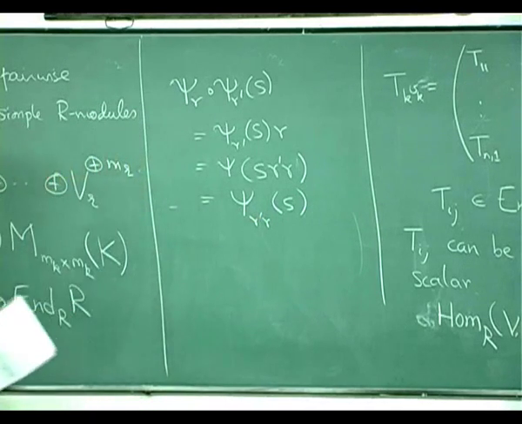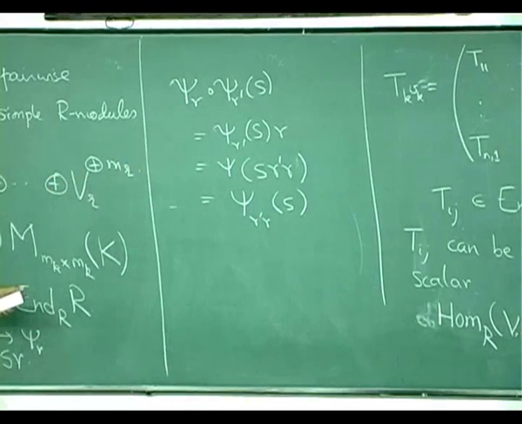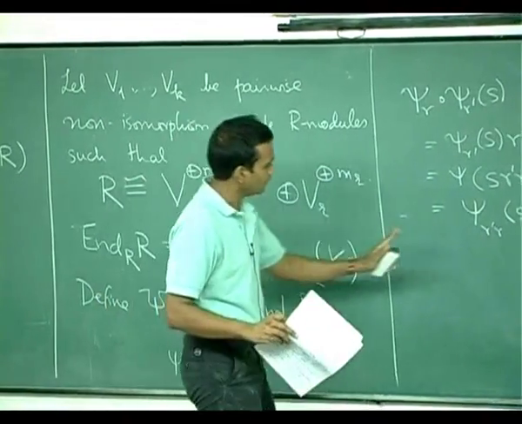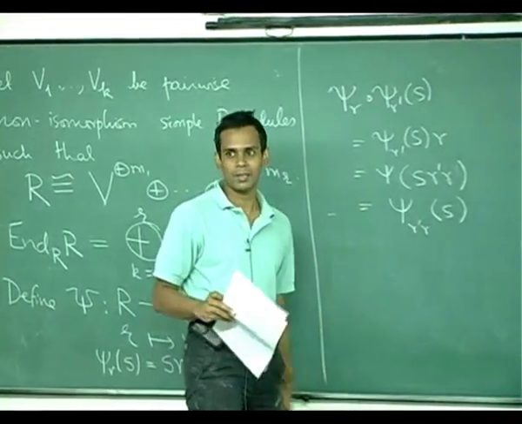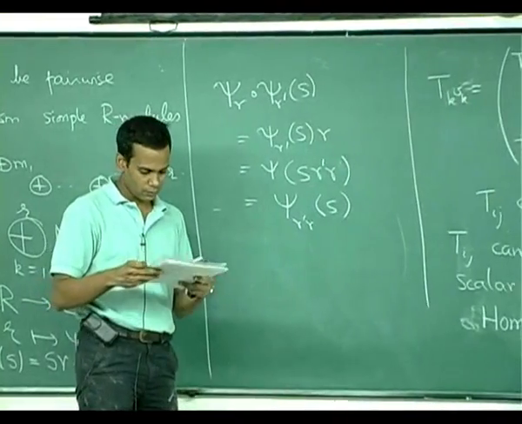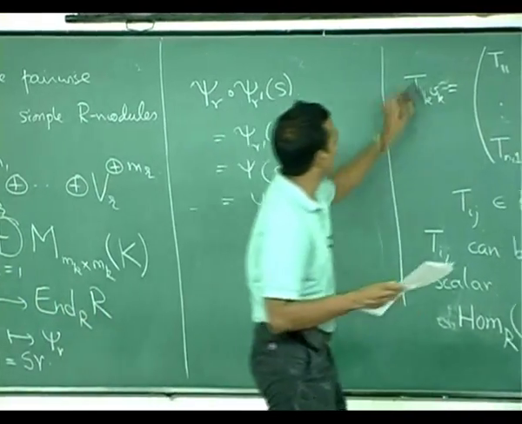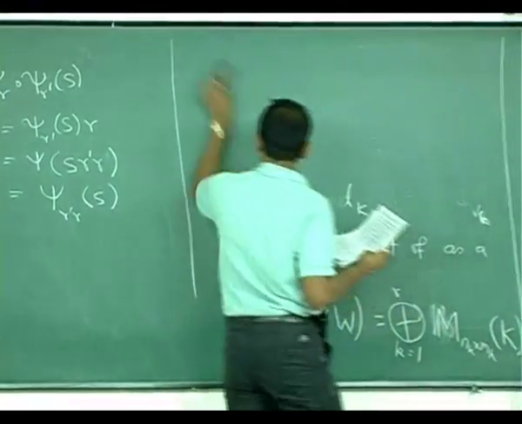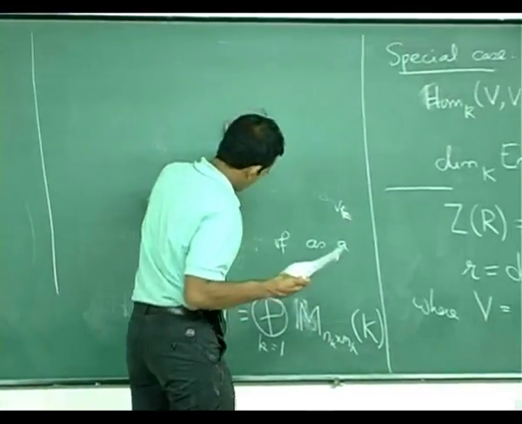So this map psi from R algebra to this algebra is not an algebra homomorphism. But it's not completely arbitrary either. It reverses the order of multiplication. So this leads to the notion of an opposite algebra. If you have a ring or an algebra, you can always define its opposite.